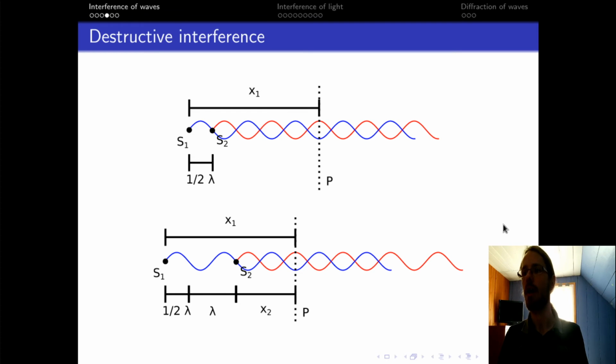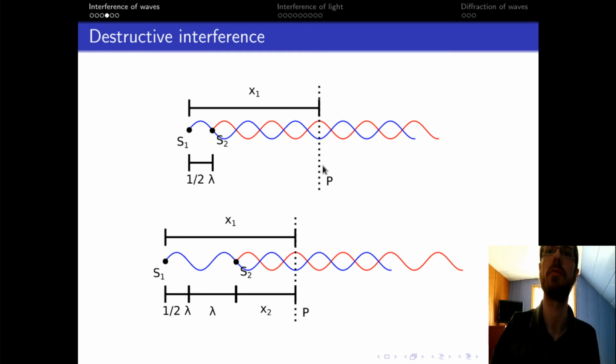And the other case is destructive interference. Again, we took a look at whenever we had two sources separated by some distance, which made it so the two waves destroyed each other. I forgot to put x2. My bad, sorry. So x1 is the distance between S1 and P. X2 would have been the distance between this and this, so the distance the wave had to travel. They differ by half of a wavelength.